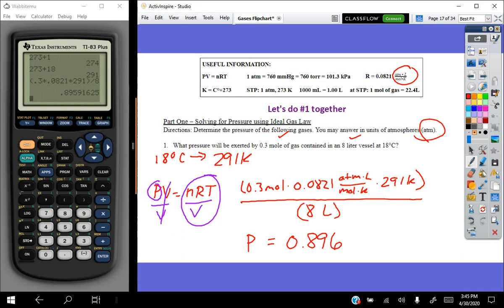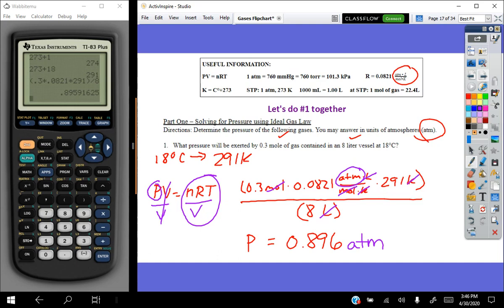Now let's double check our units. Because we multiplied moles and Kelvin by the gas constant, moles cancels, Kelvin cancels, and then we did liters divided by liters. So the only unit that's left over is atmospheres. So this is 0.896 atmospheres, or ATM. So using the same setup, go ahead and solve questions 2 and 3. Pause the video now.